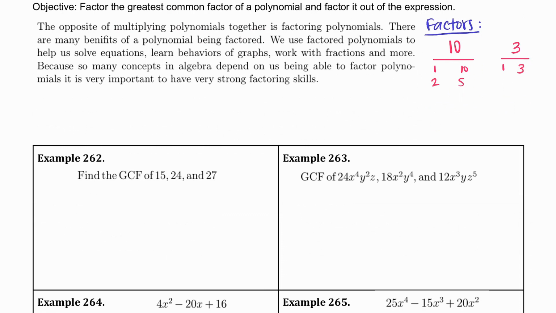Okay, so when we talk about the greatest common factor, it's really exactly what it sounds like. It is the biggest or the greatest factor that two numbers have in common. So if I said, what is the greatest common factor of 10 and 3? Well, if we look at their list of factors, there's only one that they have in common. So for those two, the greatest common factor would just be 1. There's not anything else that's common, and there's nothing bigger than that one that's common.